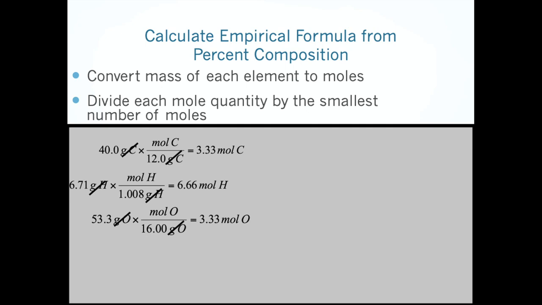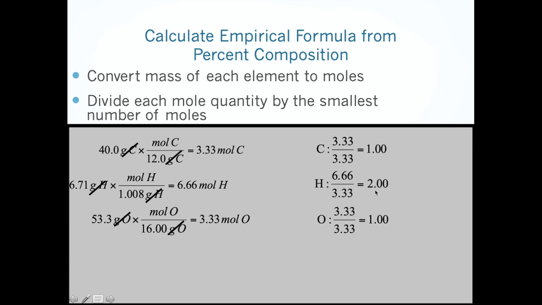Okay, so how do we convert this into a whole number ratio? The answer is we're going to pick the smallest of these numbers. Now it happens that there are two numbers that are equal and smallest, and that's 3.33. So we're going to take that smallest number, 3.33, and divide everything by it. I take my 3.33 moles of carbon, divide by 3.33, and that gives me 1 mole of carbon. I take my 6.66 moles of hydrogen, divide by 3.33, and that gives me 2 moles of hydrogen.